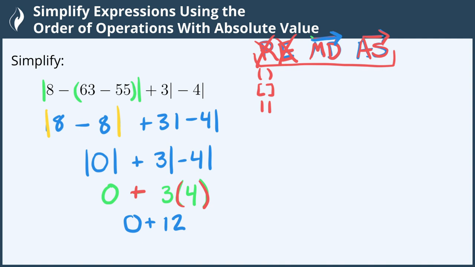Now I've completed all the multiplication and division and move to adding and subtracting. Here I have 0 plus 12, which is just 12. And we are now finished. We've simplified this entire expression down to the number 12. And we're all done.